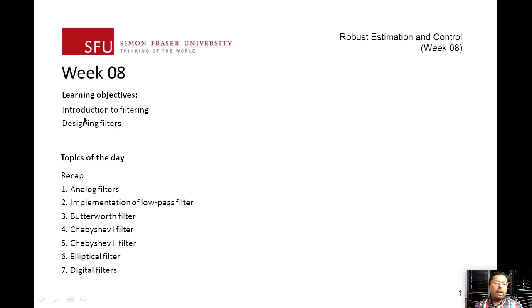So these are the topics that we're going to be looking at. Our learning objectives are going to be an introduction to filtering, and then we look at designing filters. In that we look at analog filters, the basic concept of them, how you would implement what's known as a low pass filter, and then we'll look at Butterworth, Chebyshev I, Chebyshev II, and elliptical filters, and finally we'll conclude with some discussion on digital filtering. All of the filters that we have here could potentially be implemented in the discrete time domain, but we'll talk a little more in terms of examples and how things work out.